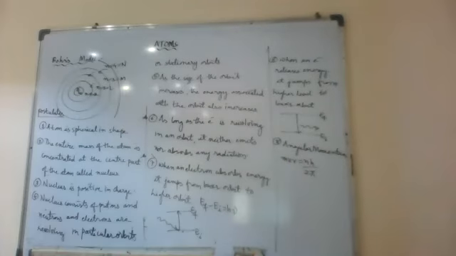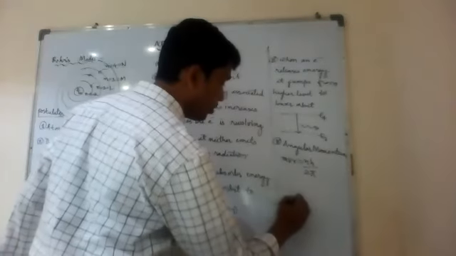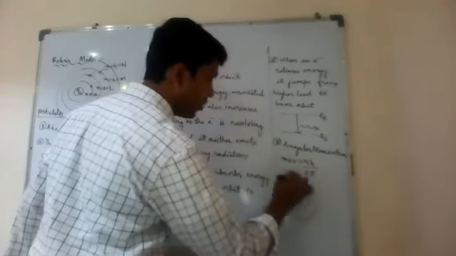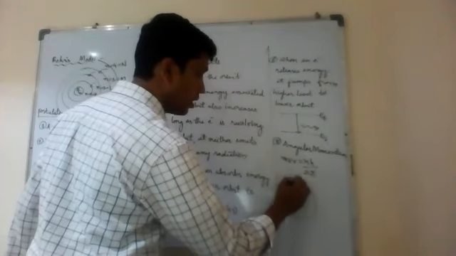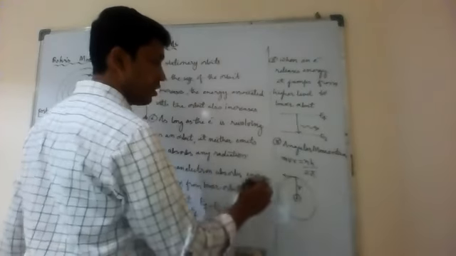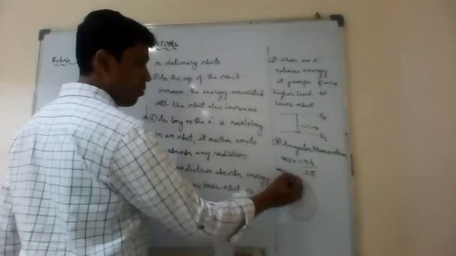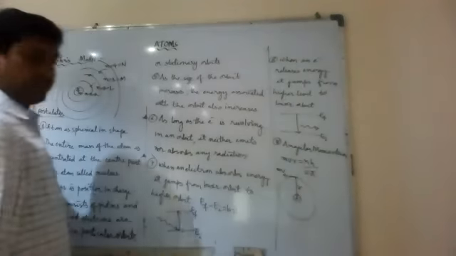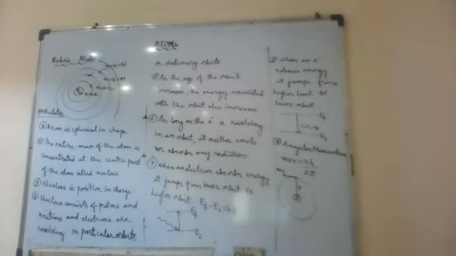Angular momentum is given by mvr. What is angular momentum? Moment of momentum. Suppose this is the nucleus and the electron is revolving in the orbit. Now see here, this is the r and this is mv. The electron is revolving with a certain momentum in the orbit, so that it is producing angular momentum.